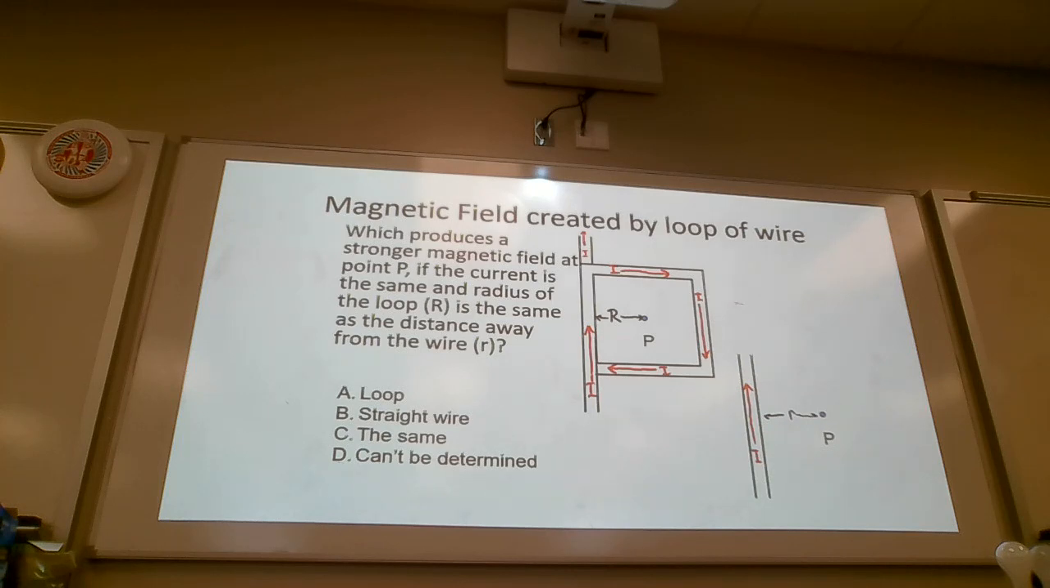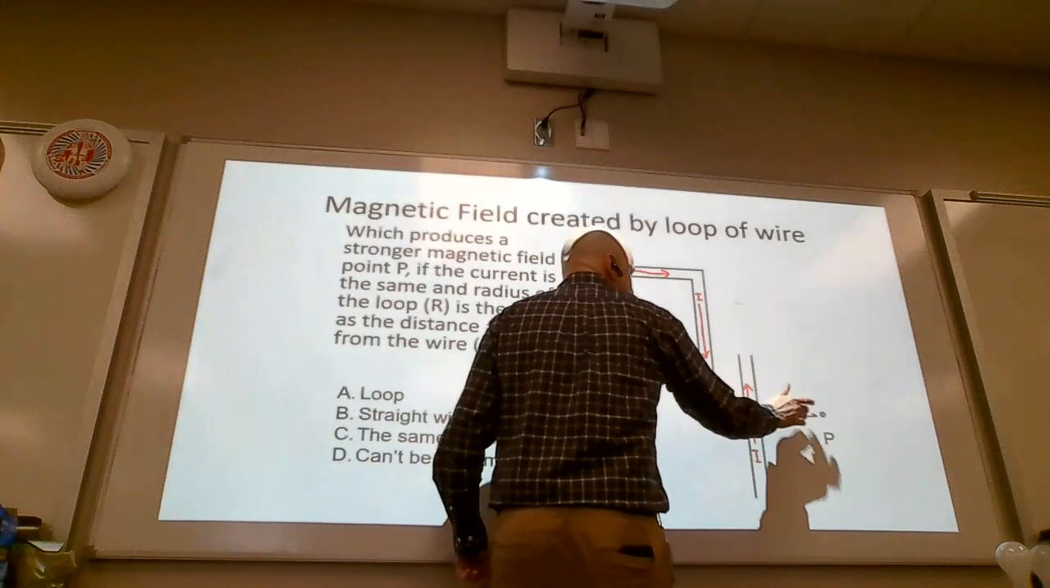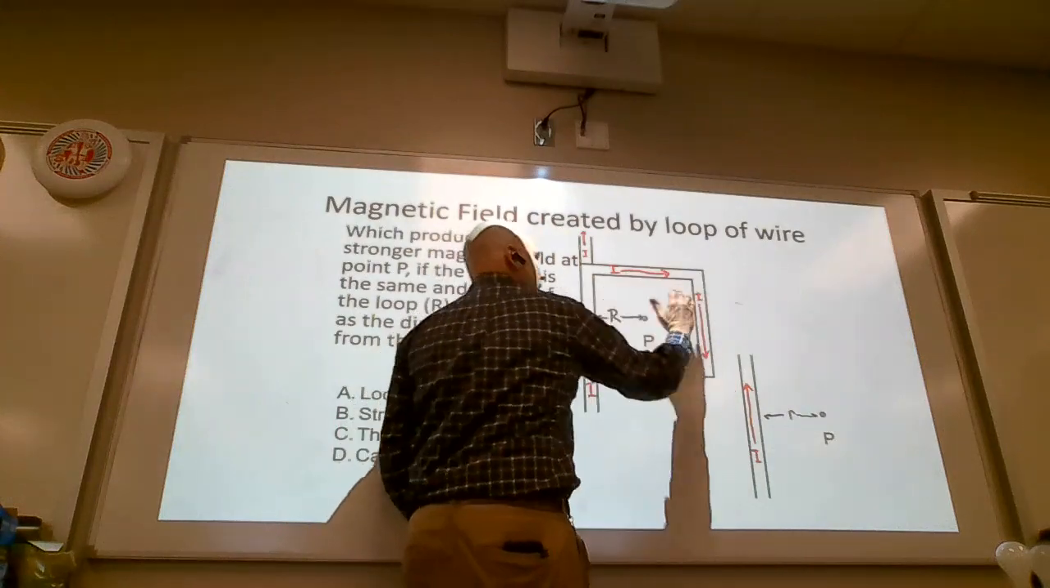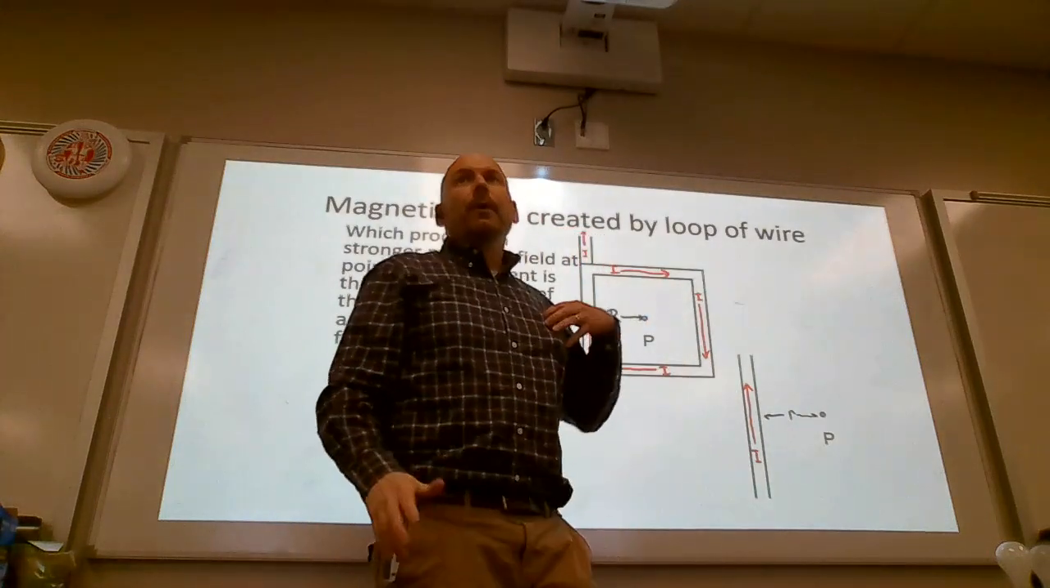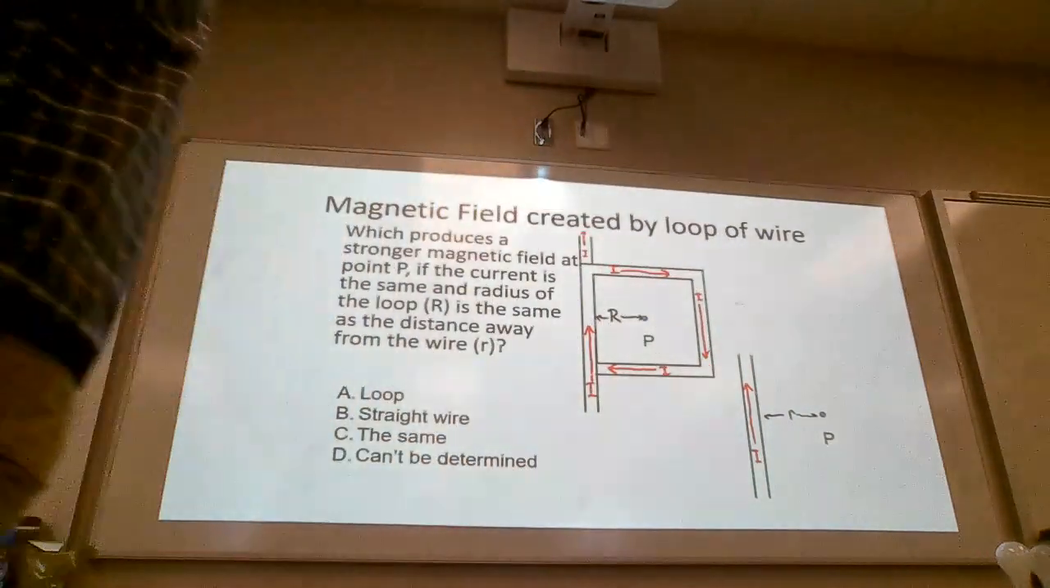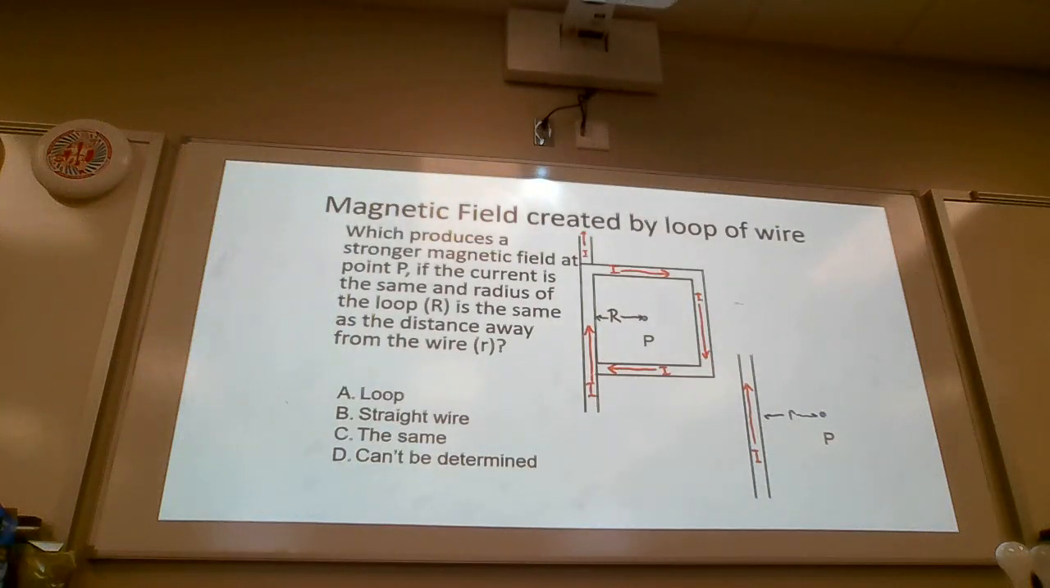So this is a crazy thing. It's A because each side is adding and contributing to the magnetic field, versus the straight wire, where there's just one side making a magnetic field. Here you've got this, this, this, and this. Now, rarely do you see a square loop. Usually you'll see a circle.